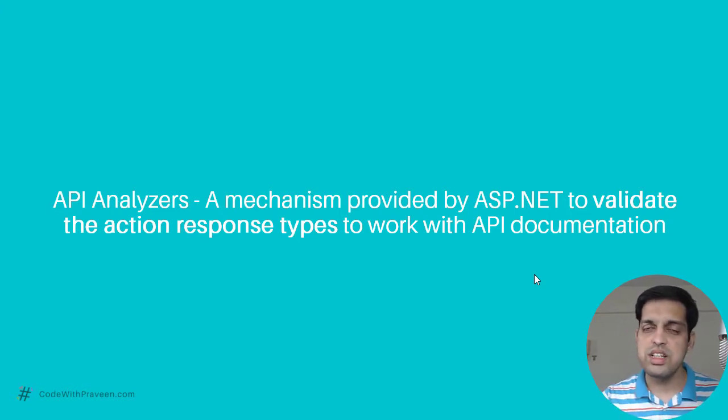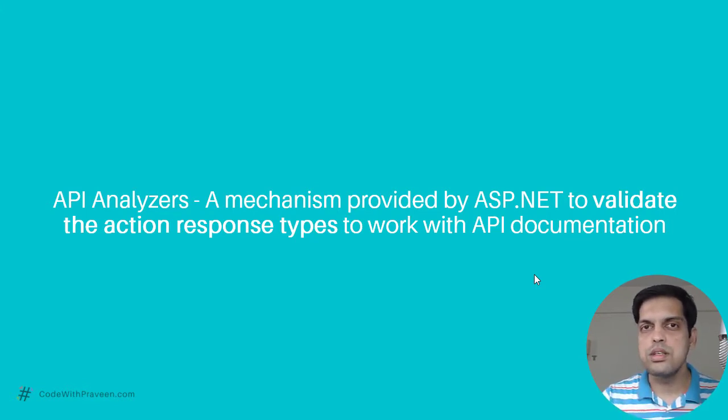For instance, let's take the get courses action method. This is one of the action methods exposed in the courses resource. These API analyzers, once enabled, are going to check whether the get courses action method has been documented properly with the list of responses returned by it.